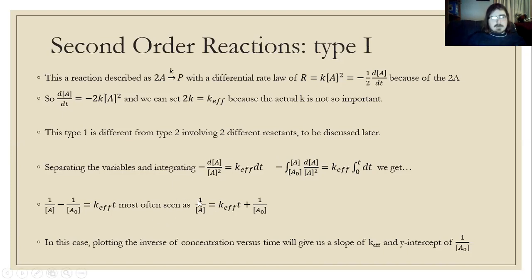Now more often than not we switch it to the other side to have 1 over A equals K effective t plus 1 over A sub 0. In this case, if I plot 1 over A, the inverse concentration, versus time, we can get the slope as K effective and the y-intercept as 1 over A sub 0. Rather useful to do so.